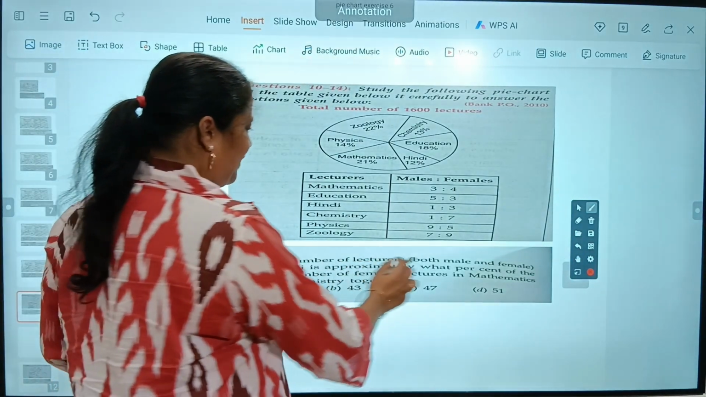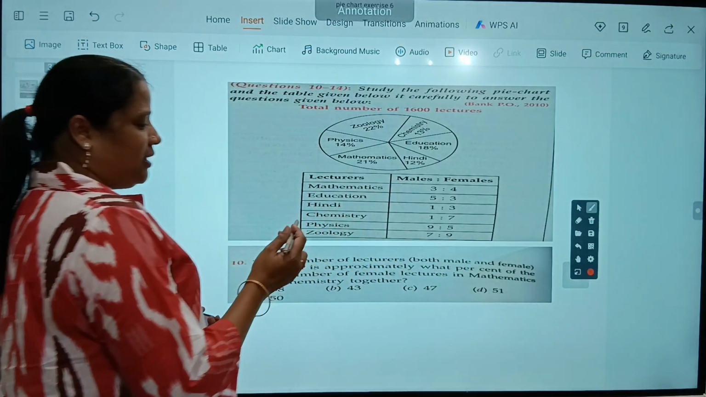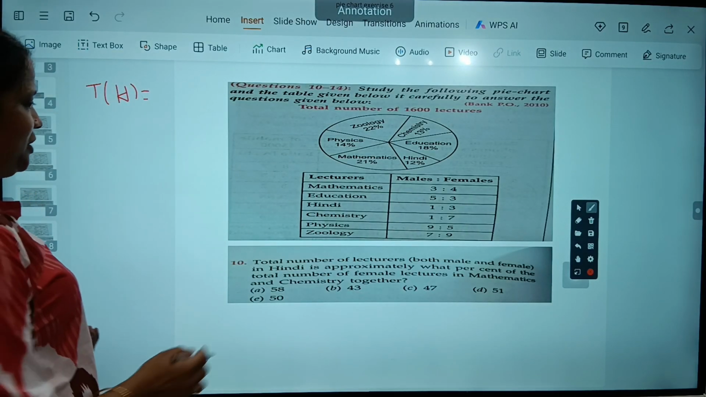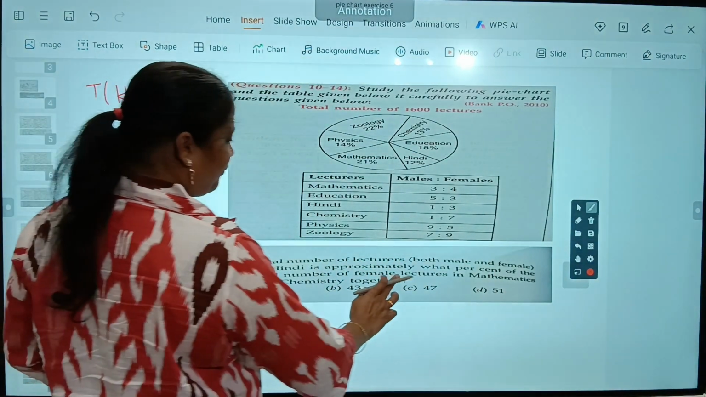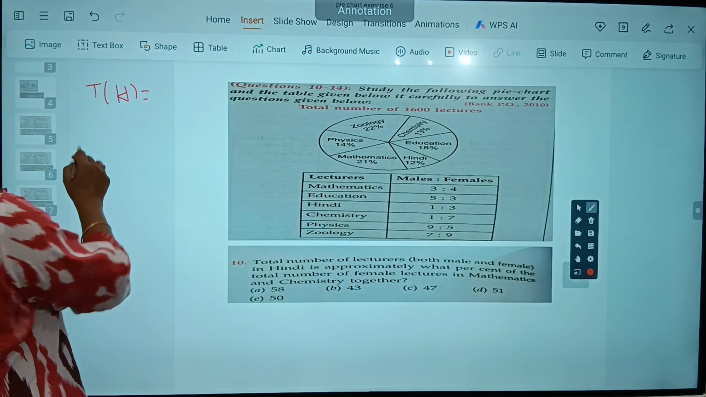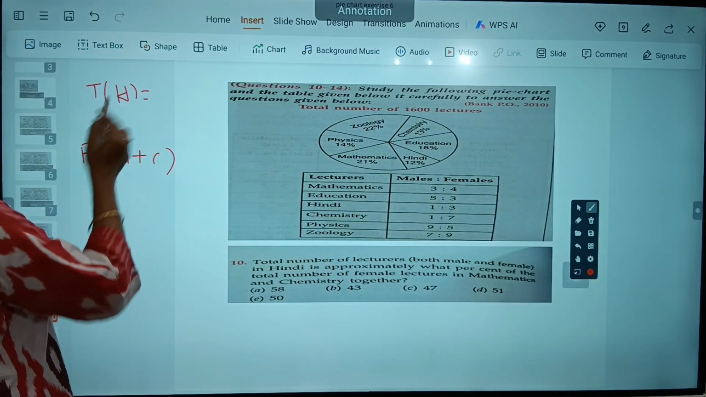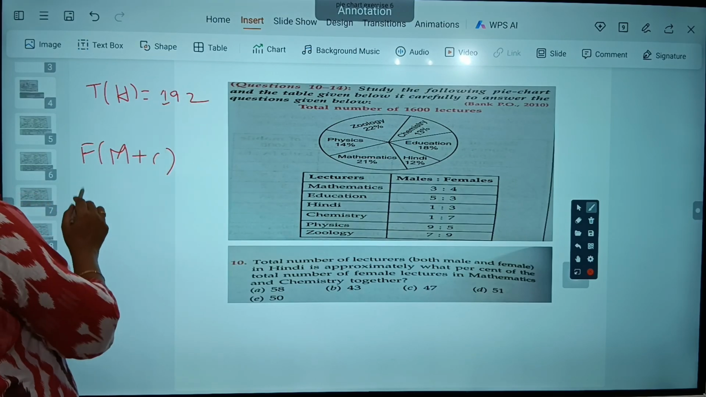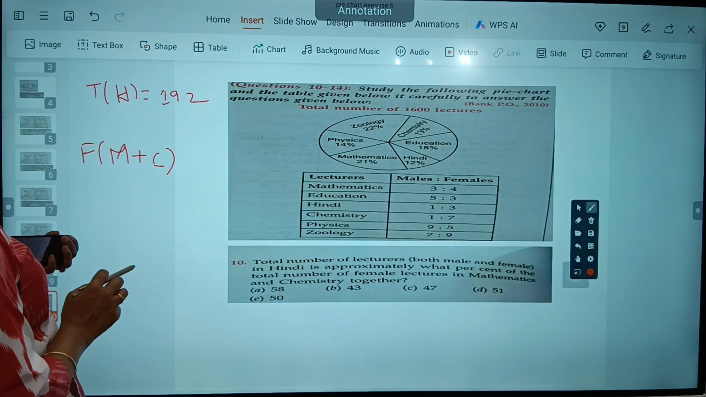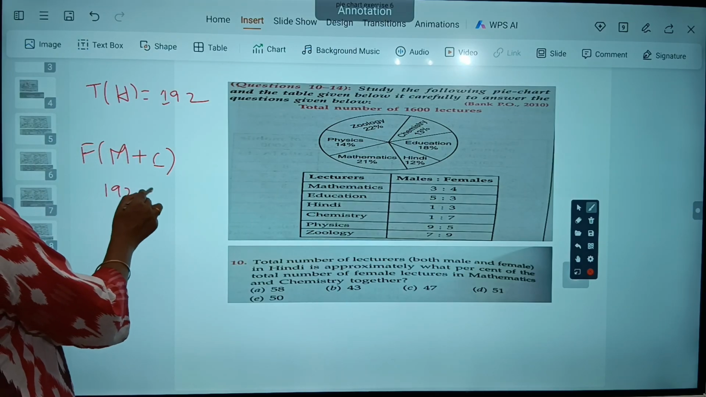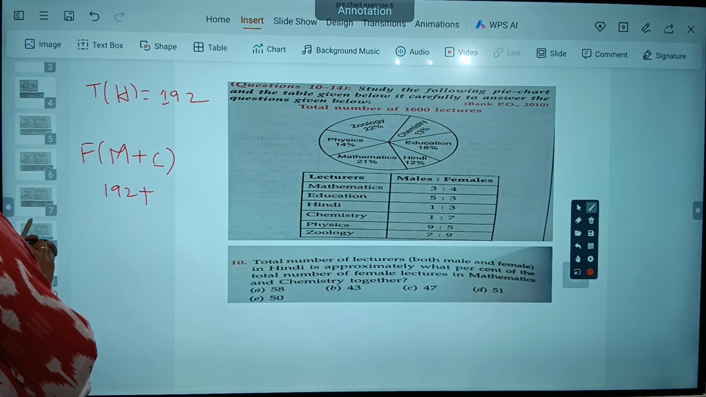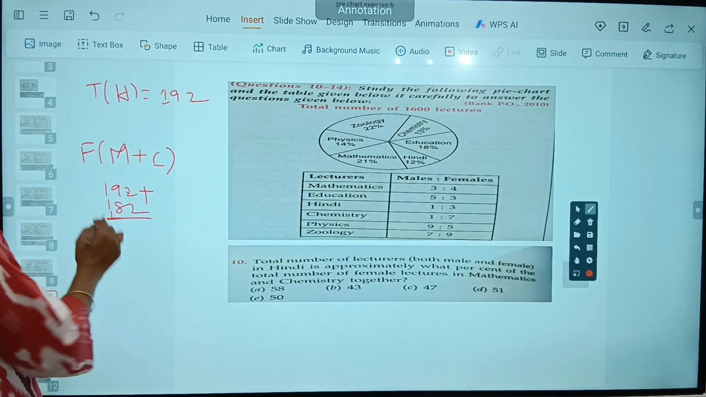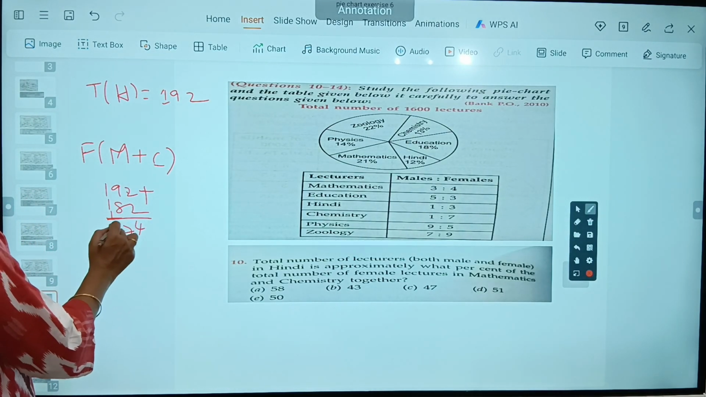That is, total number of lectures, both male and female, in Hindi. Total lectures in Hindi is approximately what percent of the total number of female lectures in math and chemistry? Female lectures in math plus chemistry. So total lectures in Hindi, how much? 192. Female lectures in math and chemistry: 192 plus 182. 192 plus 182 is 374.